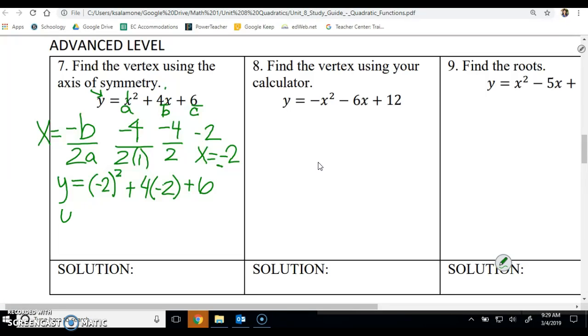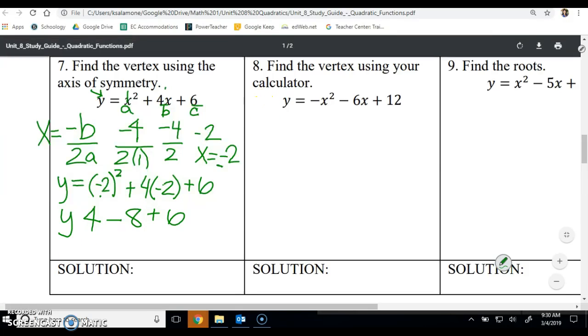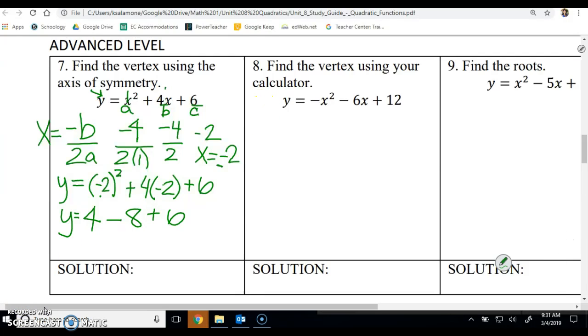Alright, let's deal with our square first. Remember that a negative times a negative is a positive, so negative 2 times negative 2 is a positive 4. And 4 times negative 2 gives you a negative 8 plus 6. 4 minus 8 gives us negative 4 plus 6, and those combine to give us a y of 2.